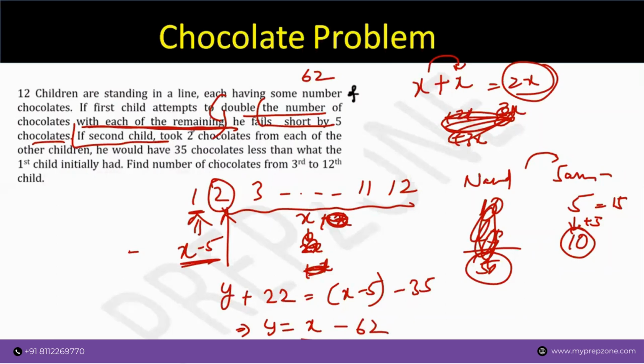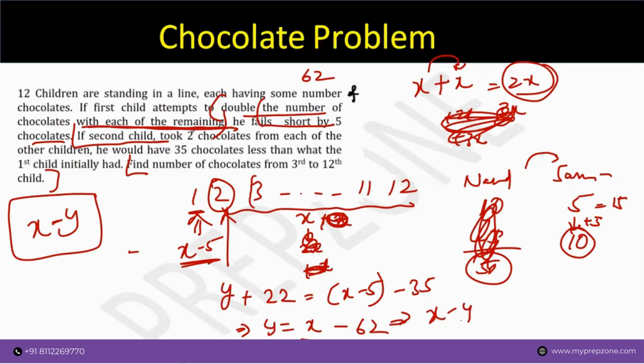Which, and मुझसे पूछा क्या है? Question has told me find the number of chocolates from 3rd to 12th. मुझसे पूछा क्या है? Be very attentive here. 3rd to 12th. I know 2nd to 12 के पास कितनी है? X है. The 2nd to 12th guy in total had x chocolates, right? That was my assumption. The question is asking 3rd to 12th, which means I have to subtract the number of chocolates that the second guy had, which was y. So I had to find the value of x minus y. So from here I can simply see that x minus y is nothing but 62. I don't have to solve it further.